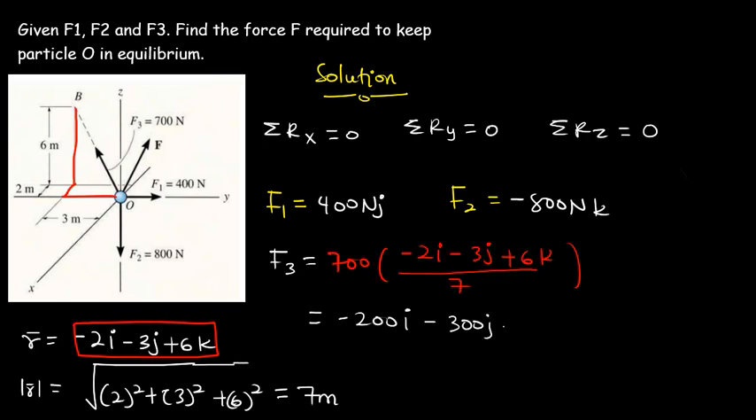And then for the z component, you're going to have plus 600k. That's what you're going to have. So now we have resolved the third force also into its components. So that's what you have now. Let's go ahead and look at what you're going to do next.